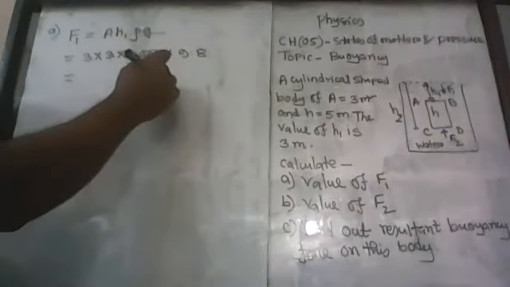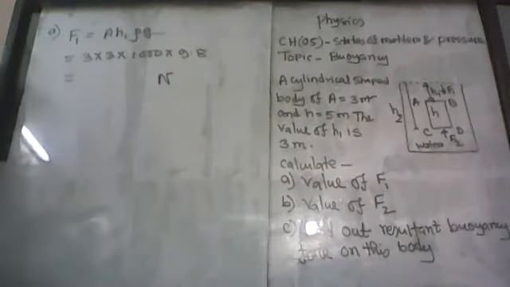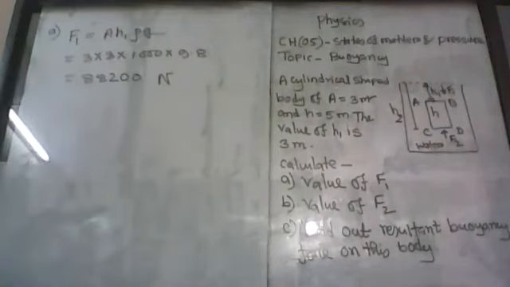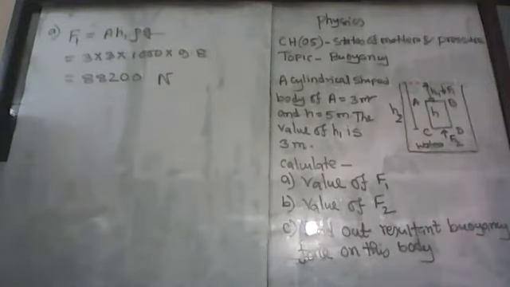After calculation, the downward force at the AB surface will equal 3 into 3 into 1000 into 9.8. So it is 88,200. I'm going to take it again: 3 into 3 into 1000 into 9.8 will equal 88,200. Very good.